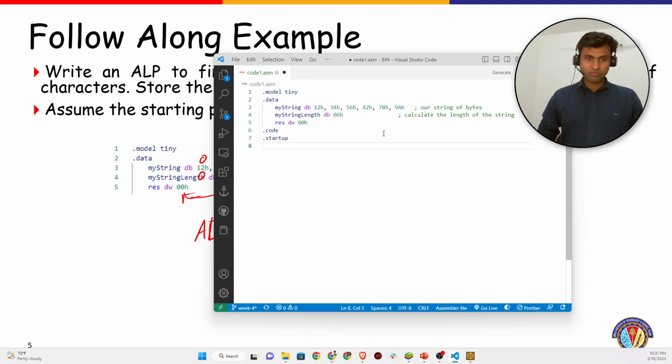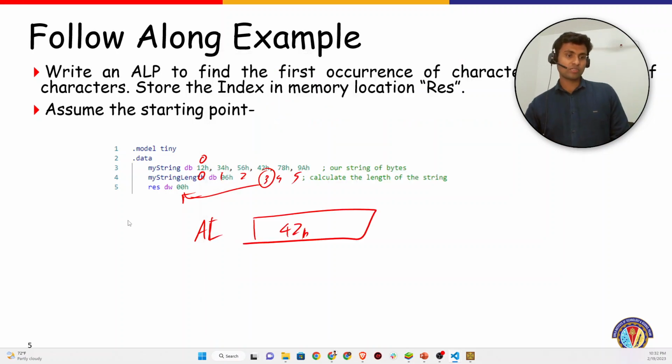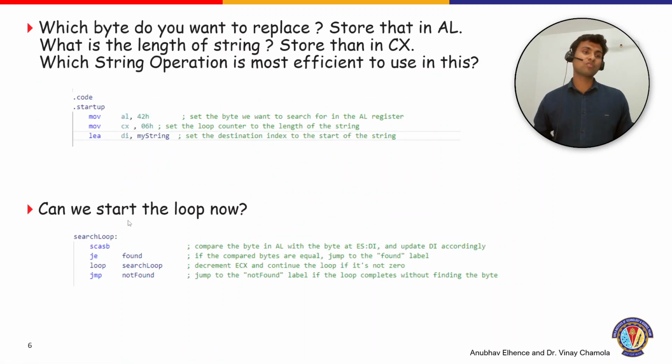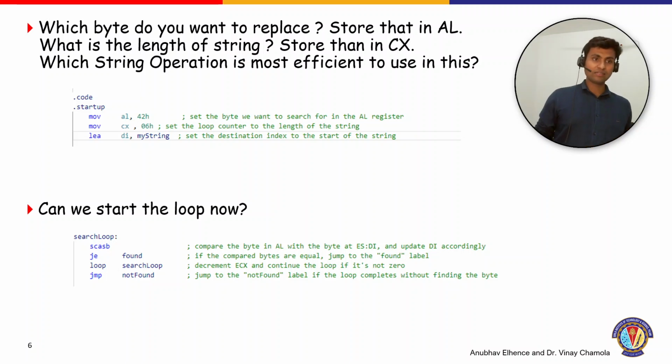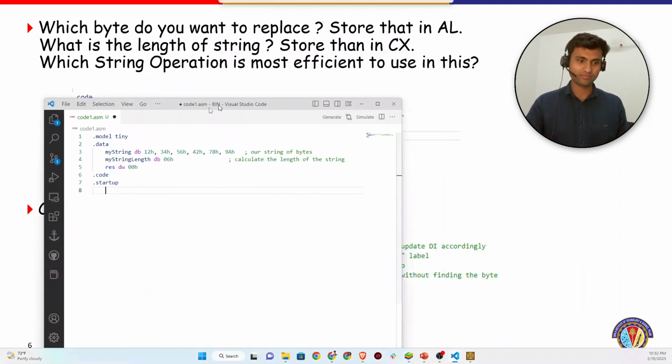So the first operation which we have to do, let's check this. What does the slide say? Which byte do you want to replace? Store that in AL. And what is the length of the string? Store that in CX. And which string operation is most efficient to use in this? That we'll answer next. So don't look at this part.